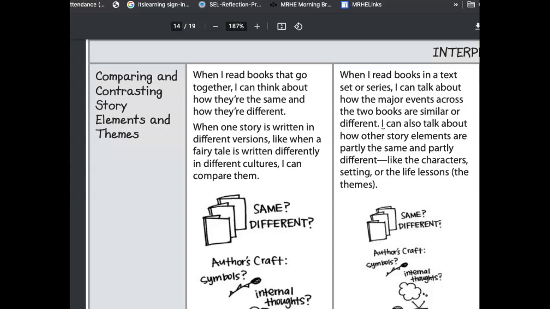So, here's my challenge to you. I'm going to give you a couple of passages exploring lessons that Diamond learned and exploring lessons that Opal learned. Stretch your brain to try to find similarities and differences between the life lessons or the themes that these two authors are trying to teach us as readers.